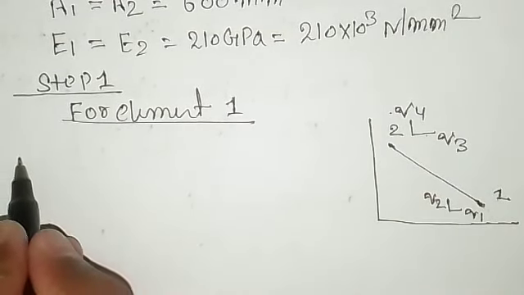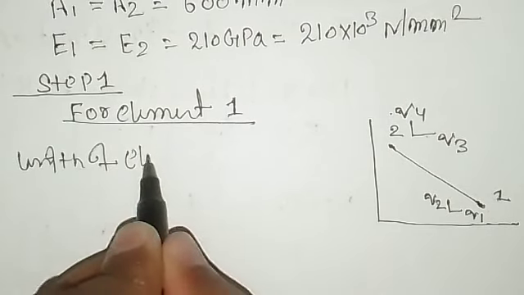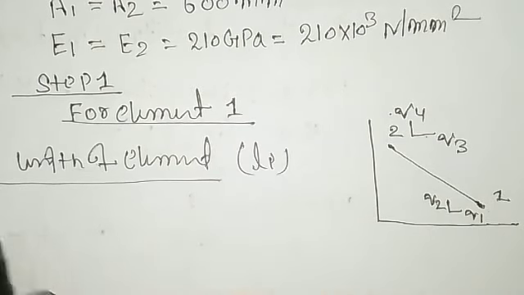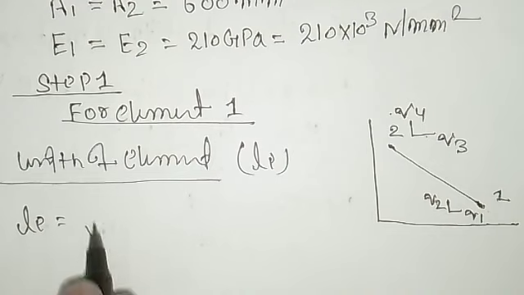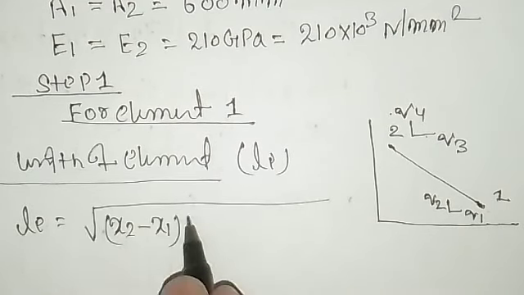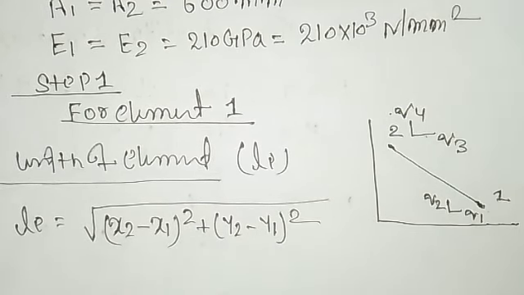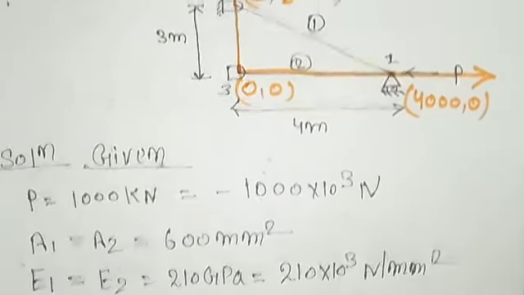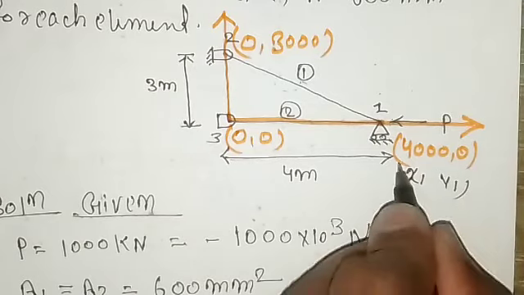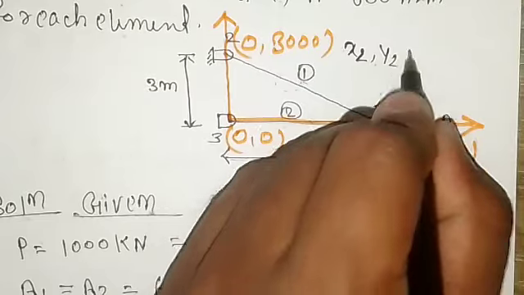So we will find the length of the element, let's say it is LE. So LE is equal to what? LE is equal to root over of (x2 minus x1) whole square plus (y2 minus y1) whole square. What are x2, x1? That is for node 1: this is x1, y1, and for this it is x2, y2.